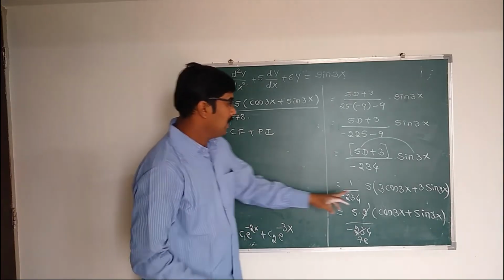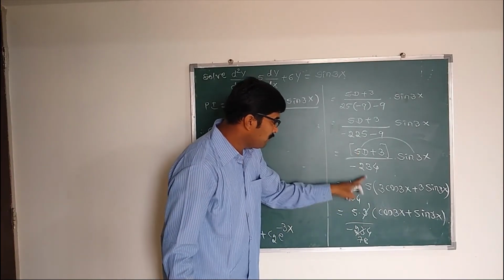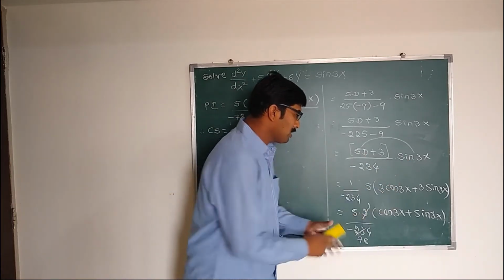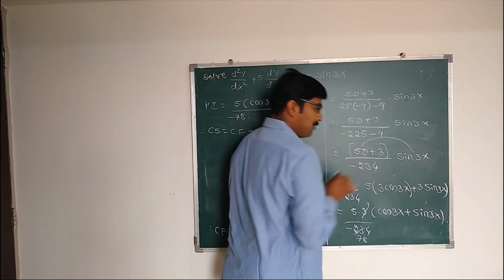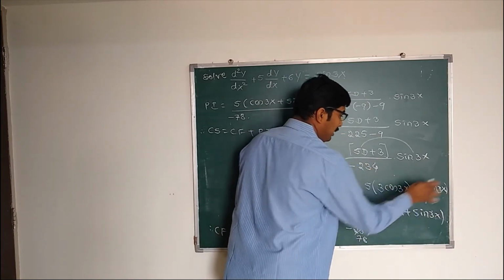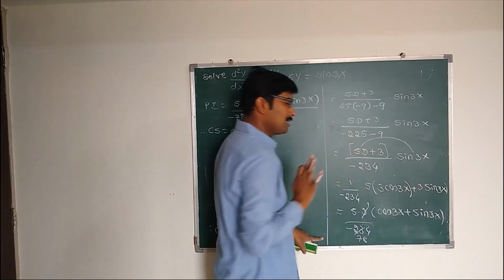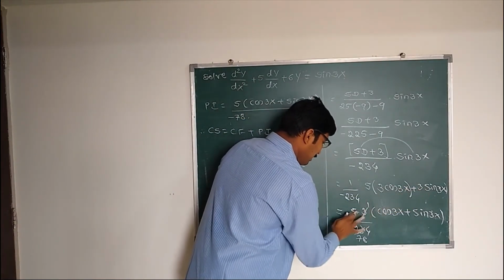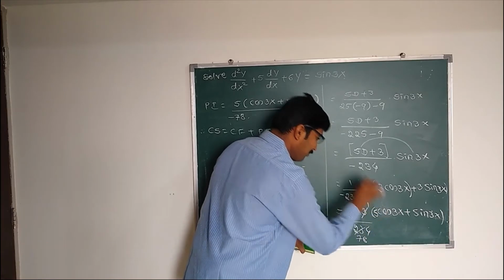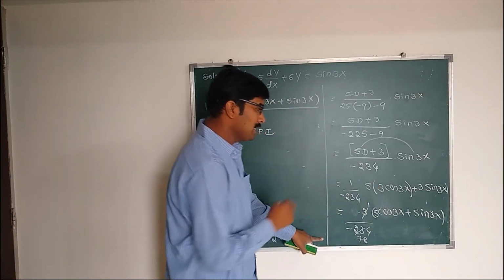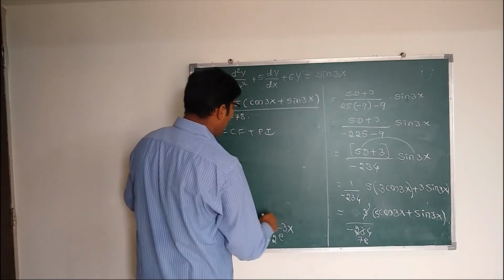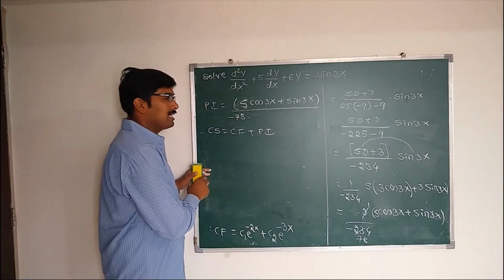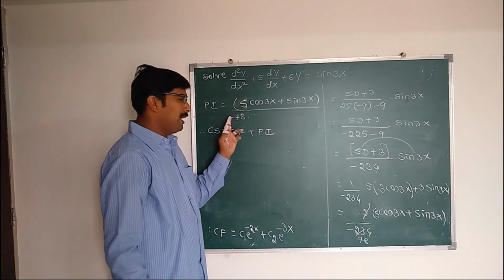Sorry, here I have made a small mistake. 5 as it is. Differentiation of sine 3x is 3 cos 3x. The square bracket closes here only, and the remaining term is 3 into sine 3x. Now you can take 3 common, so that inside you will get 5 cos 3x plus sine 3x. You can take 3 outside.